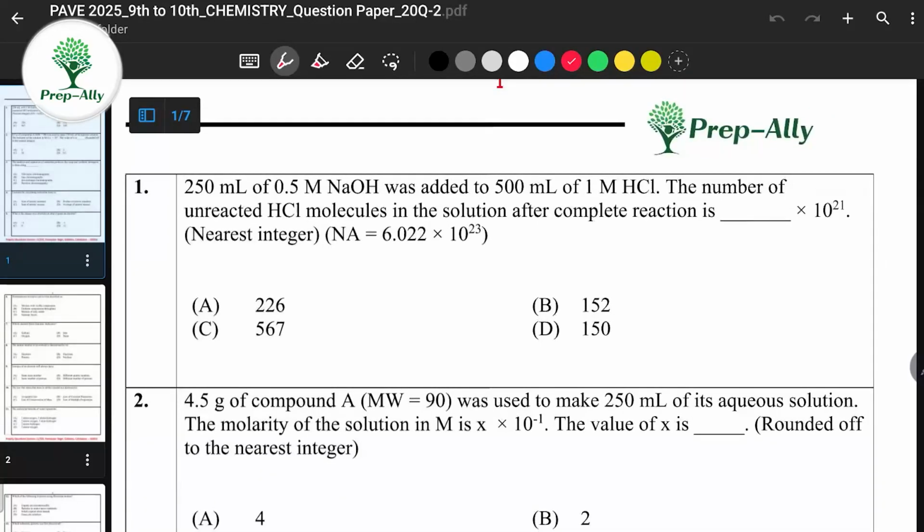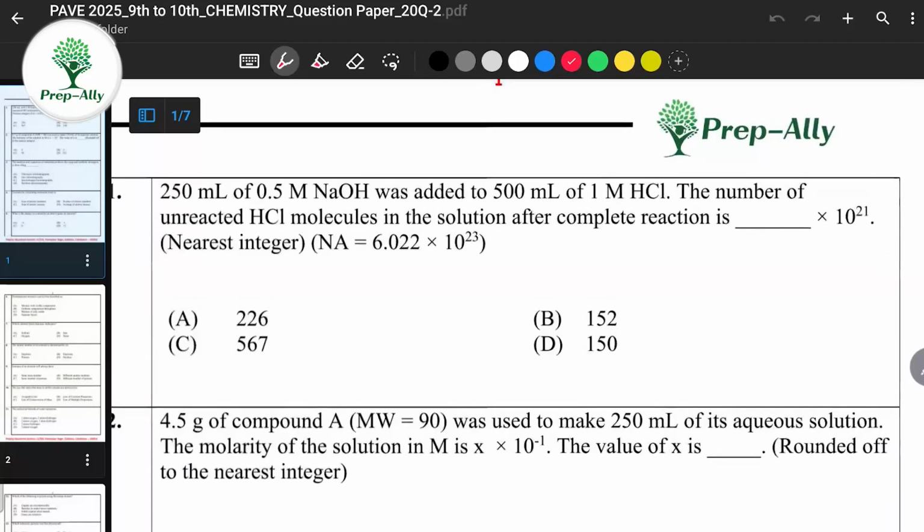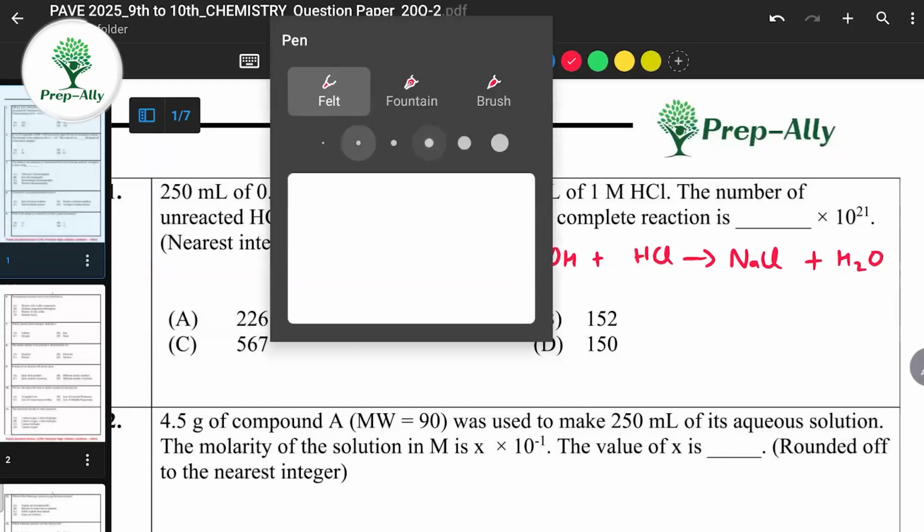In this question, we are given 250 ml of 0.5 M NaOH added to 500 ml of 1 M HCl. We need to find the number of unreacted HCl molecules after the completion of the reaction. First of all, how will the reaction look? The reaction is between NaOH and HCl, forming NaCl plus H2O. So this is the chemical reaction that we have.